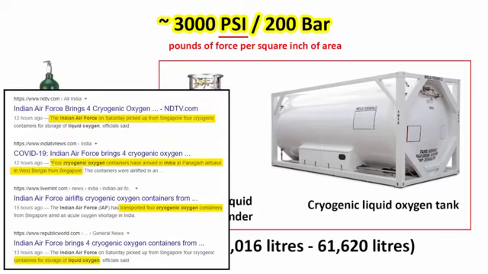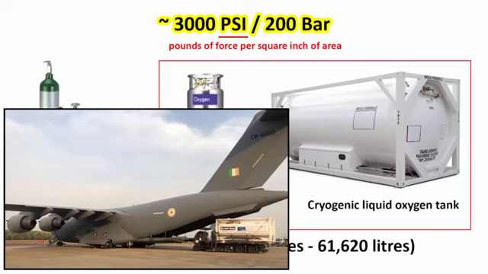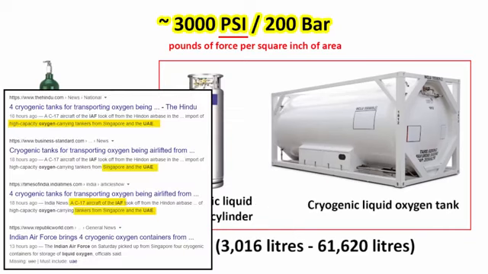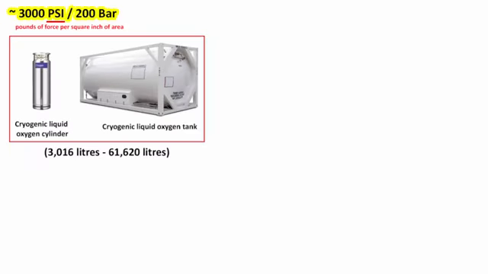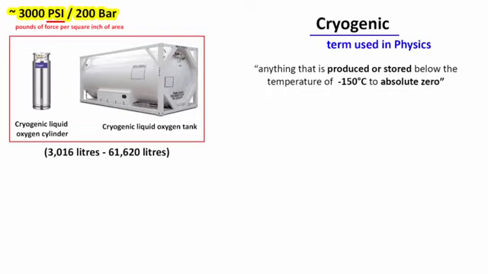The Indian Air Force has airlifted 4 cryogenic oxygen tanks from Singapore in C-17 aircraft. Apart from Singapore, India is also looking at lifting oxygen tankers from UAE. The reason these tanks are called cryogenic tanks is because the term cryogenic is used for anything that is produced or stored below the temperature of -150 degrees Celsius to absolute zero.